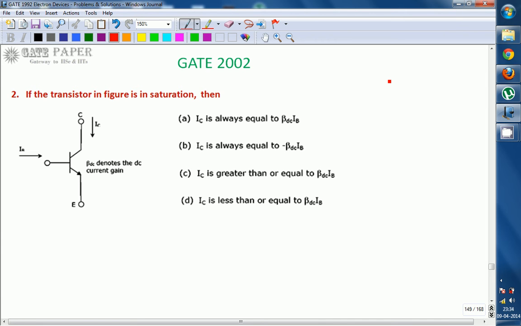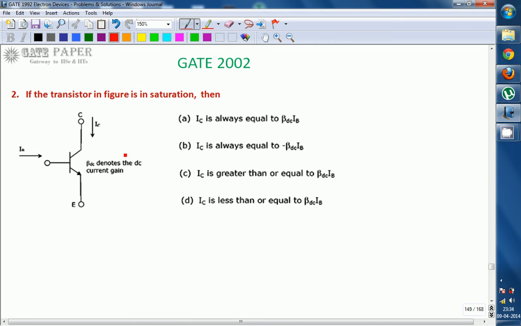A. IC is always equal to beta times IB. B. IC is always equal to minus beta times IB. C. IC is greater than or equal to beta times IB. D. IC is less than or equal to beta times IB.